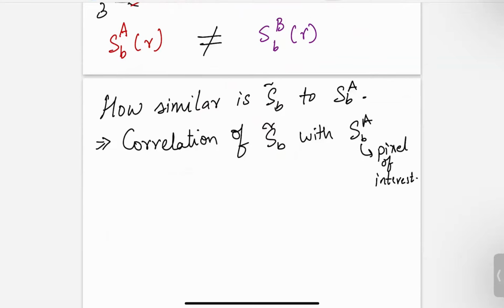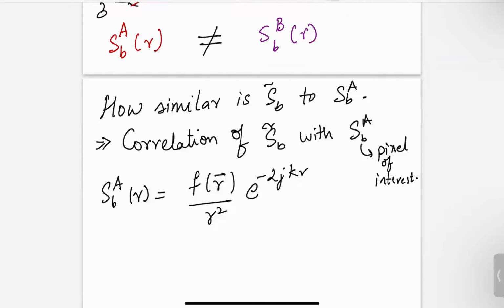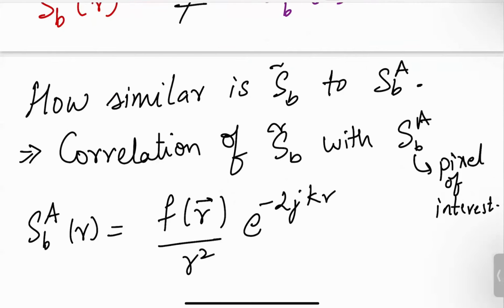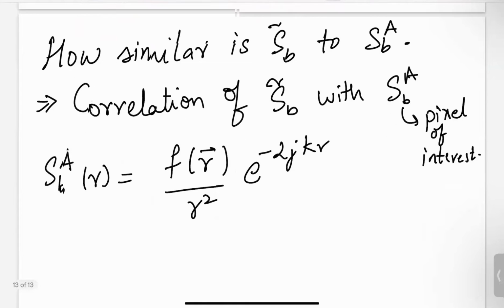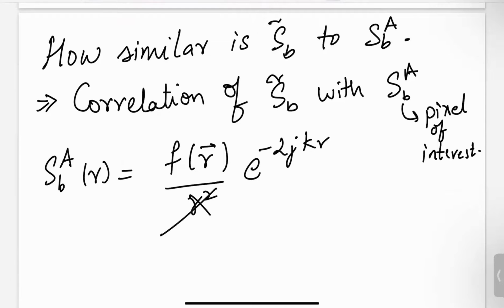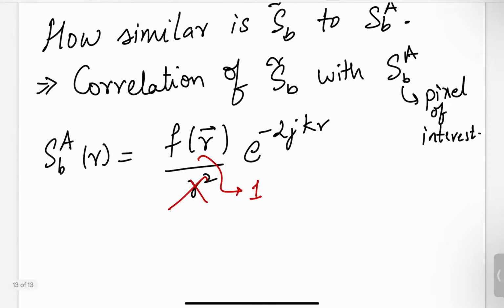Okay, so now we know that SBA of R is f of R over R square e to the minus 2j kr, right? For simplicity, we ignore this R square because it doesn't really matter, only the phase matters. And obviously, we don't know what f is because that's what we're trying to figure out. So we say, okay, that's 1. So let's assume if I had a target at some point, then the signal that I would receive would be just e to the minus 2j kr.